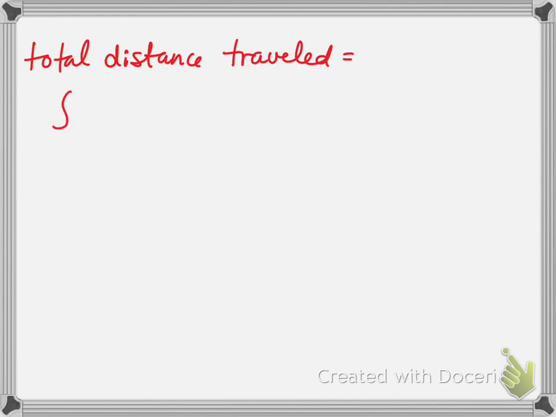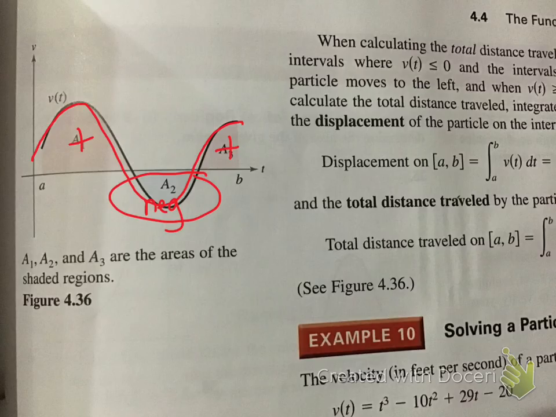Well, it would be us integrating from a to b of the absolute value of v of t dt, and the area 1, the positive area would count, and then the negative area would count because we're still traveling, and then the other positive area would count. All three of these paths would count because the particle's still moving. Even though it has moved to a negative velocity, it's still moving.